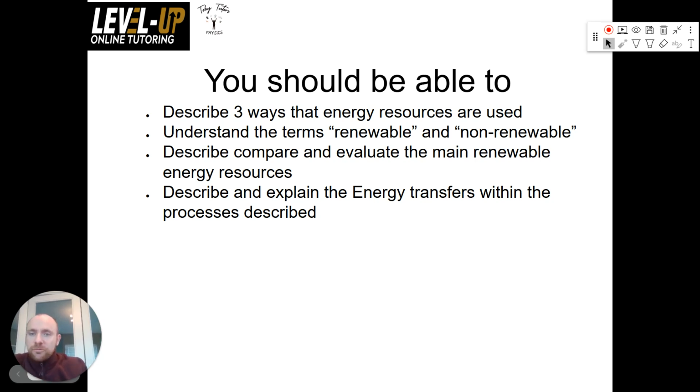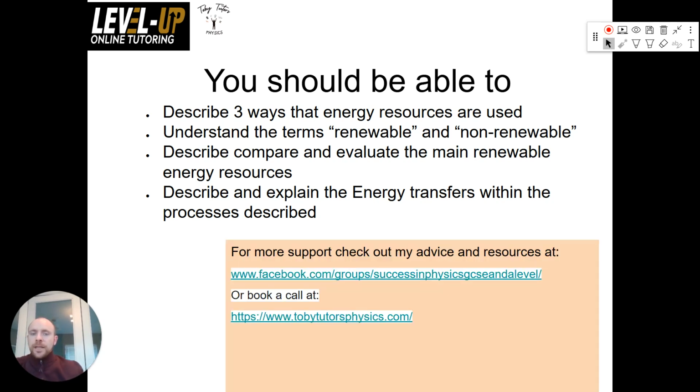Okay, so that is renewable resources. You should now be able to state 3 ways that energy resources are used, understand the terms renewable and non-renewable sources, describe, compare and evaluate the main renewable resources that we talked about. What are the advantages? What are the disadvantages? And also describe the energy transfers for each of those processes.